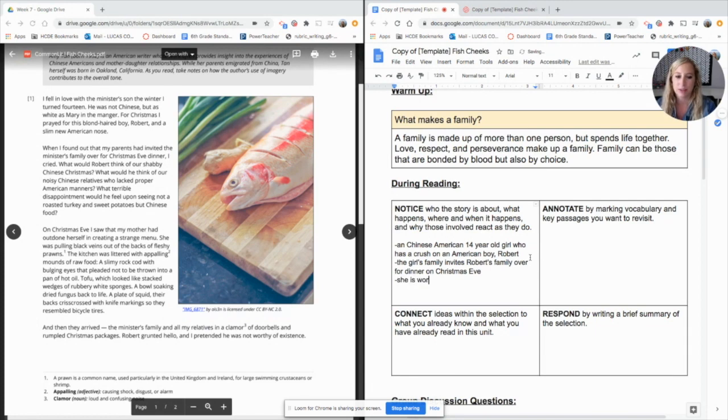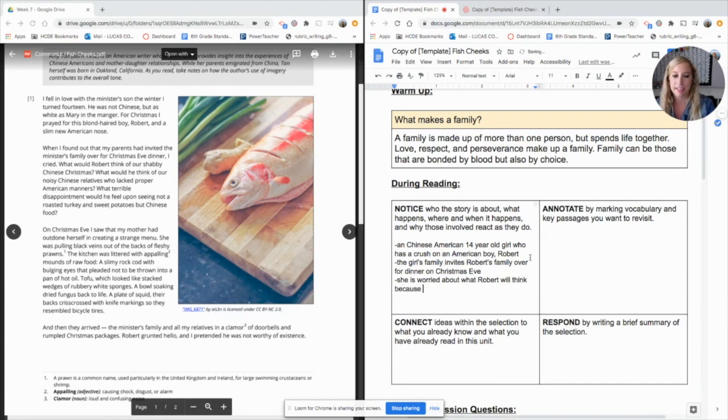And she is worried about what Robert and his family would think because they have different traditions. We should see here in the second paragraph that he might be disappointed, since they're not having turkey and sweet potatoes, which may be a common American dinner around Christmas time, and instead seeing Chinese food.